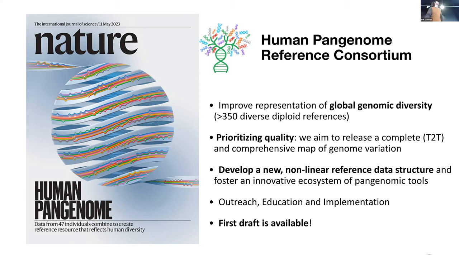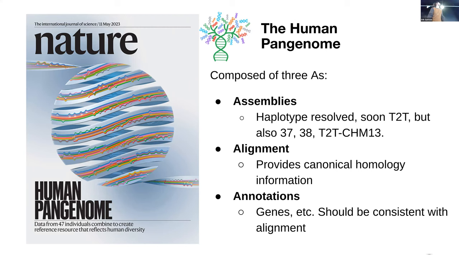The goal is basically to make a representation of global genetic diversity. To do that, the first phase of the project will make 350 diploid assemblies, and we've made about 150 so far. The published version that's being referred to is 47 individuals, the draft human pangenome. That pangenome is comprised of three main components as a resource. It's the assemblies, which are de novo, and they're very high quality.